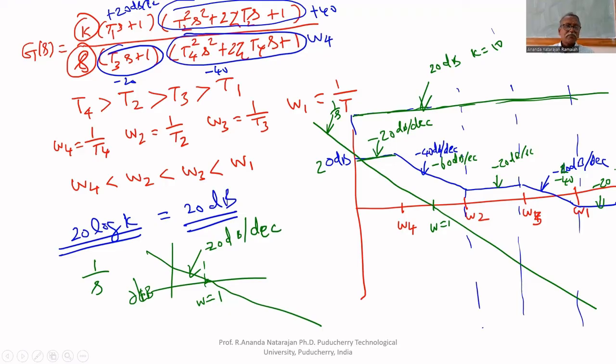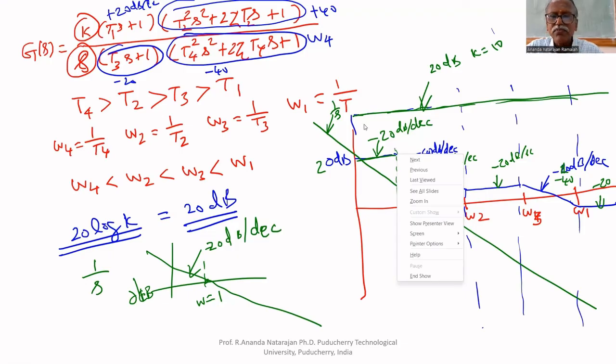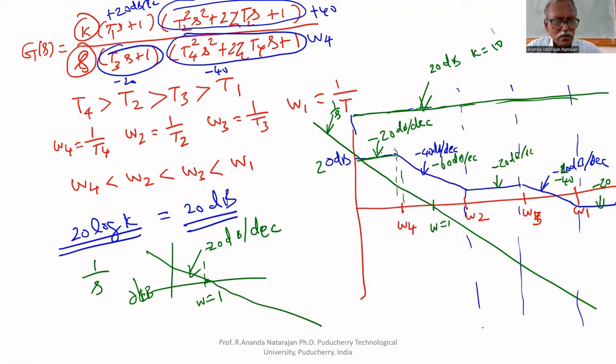The slope is changed. So what we have to do now is shift this up. Here we have to draw L. Here this is already shifted by 20 dB. Instead of a horizontal line, we have to draw a 20 dB line.